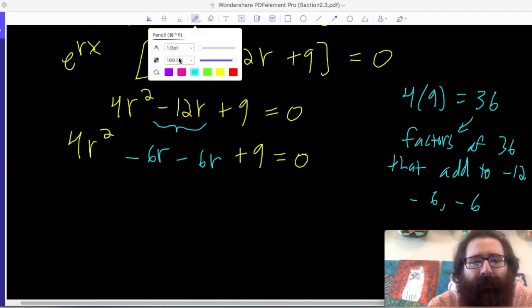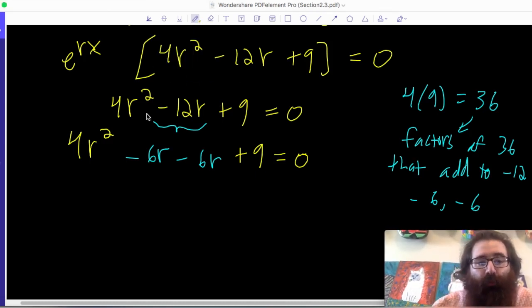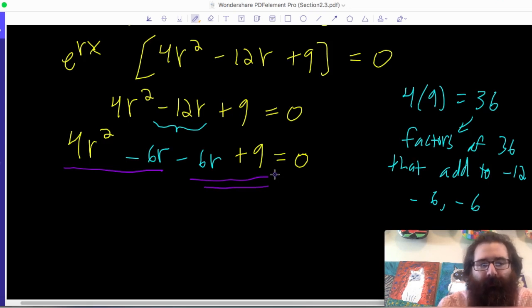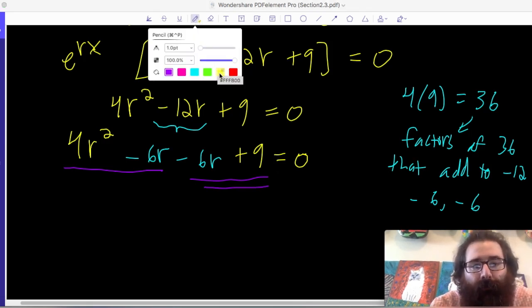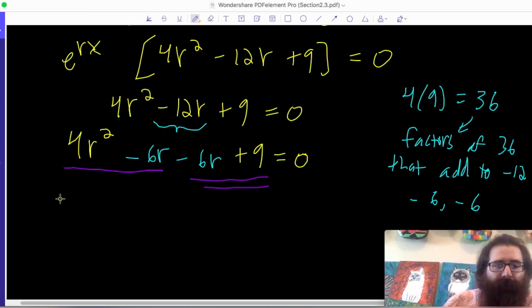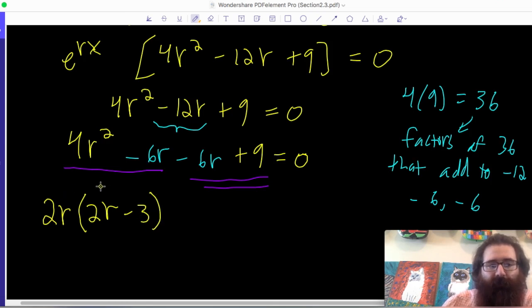This allows me now to do what's known as factoring by grouping, where I mentally separate the first two terms from the last two terms, and I want to factor in those. For the first two terms, it looks like I can bring out a 2 and an r. If I factor out a 2r, I'm left with 2r minus 3. And if I distribute back in, I get back to those first two terms.